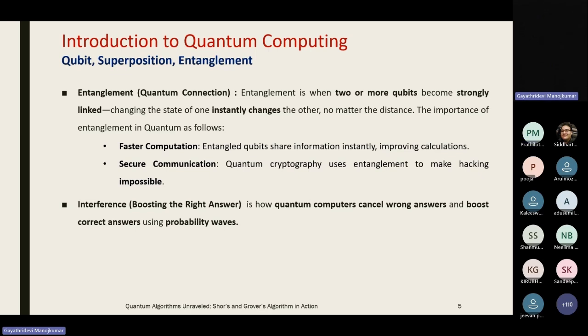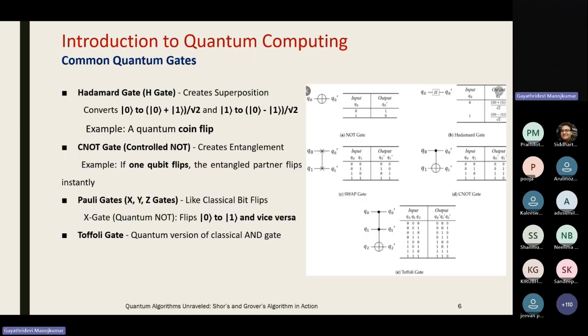We are going to use this interference in a search problem. That is, in the case of Grover's algorithm, for amplifying the probability of the correct search result, which is not available in the classical method. So using this interference makes Grover's algorithm work faster than the classical method. And the next thing, I hope you all know about the common quantum gates, that is the Hadamard gate.